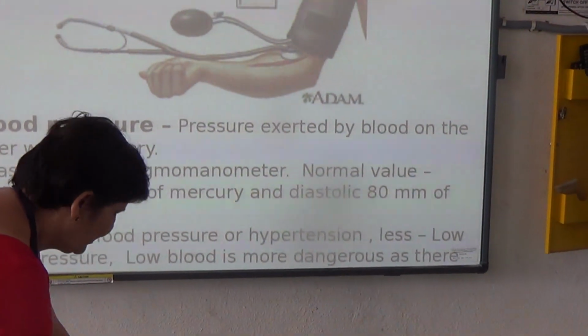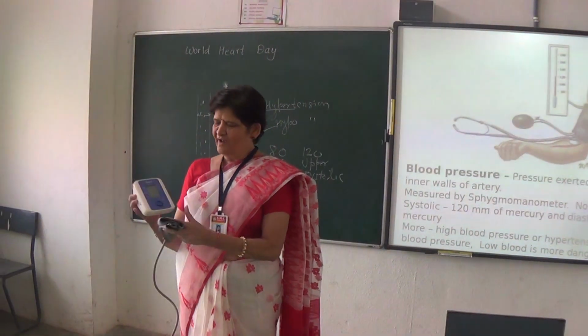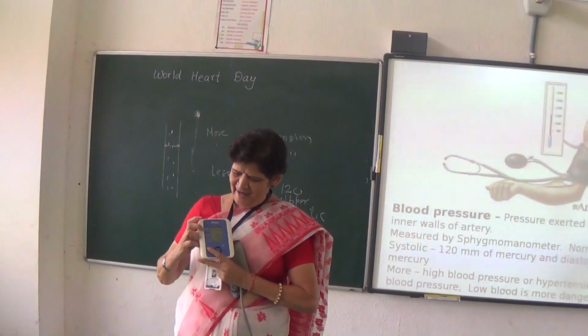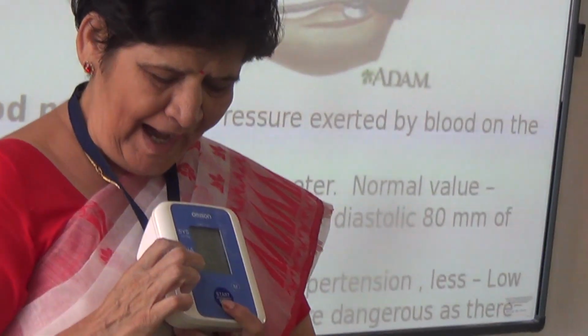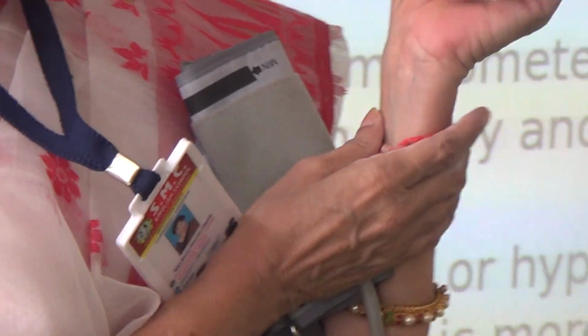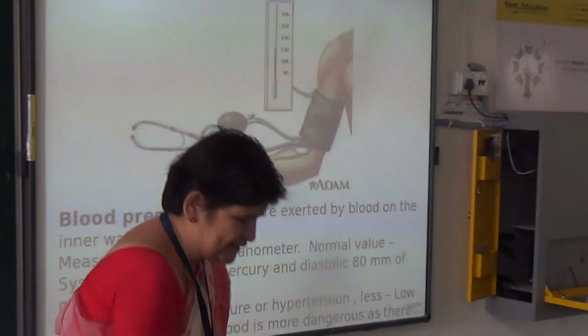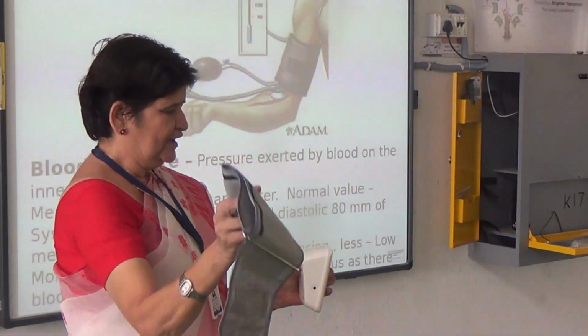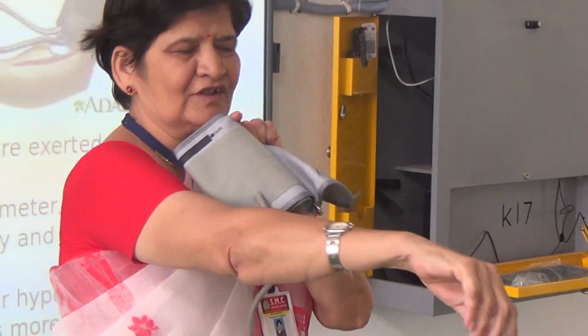I have a digital sphygmomanometer. See here. SYS, that is systolic. DIA, that is diastolic. And here is the pulse rate. Whenever you go to the doctors, they first check your pulse like this. That pulse rate is also shown by this. This is a strap. You have to attach it here.